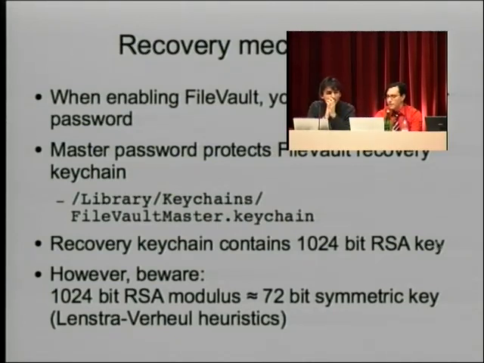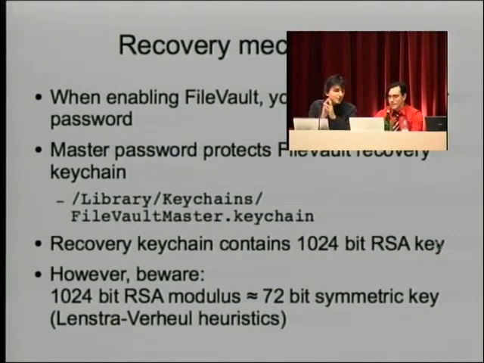Now, the problem is there's something called the Lenstra-Verheul heuristic. What this does is basically establish a mapping between the parameter sizes of symmetric and asymmetric key cryptography. And Apple claims they have 128-bit security, but if you have set a master password, this is not quite true. Because by having set a master password, you have this 1024-bit key on your drive, which is not encrypted, right? I mean, it's sitting out in the plain text. I should add, FileVault is only protecting your home folder. It's not protecting all of the other folders on your file system. Now, 1024 bits asymmetrically, according to the Lenstra-Verheul heuristic, means 72 bits symmetrically. That's not a lot. Usually, these days, you should have at least 80.